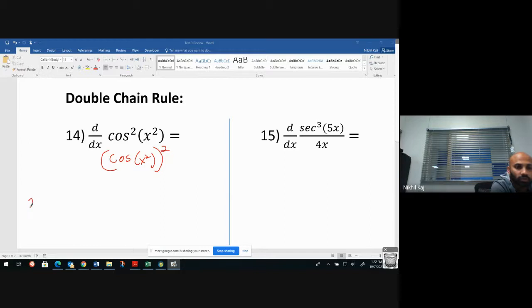So 2 all of that to the 1 power. So we leave that the same. Now we move on to this inside part. Take the derivative of that, which is negative sine x squared. Now, do we have an inside to this? Yeah, we do. That's how we know we have to keep going. 2x. Do we have an inside to this anymore? No. So if you put times 2 here, it would be wrong. You have to see that there's no inside to here. That's it.